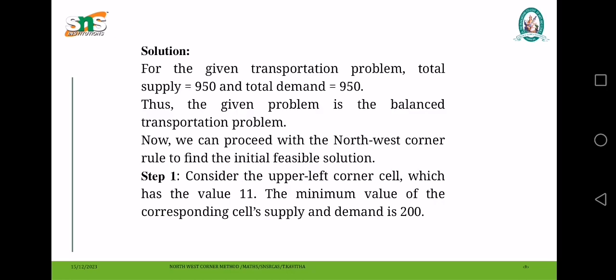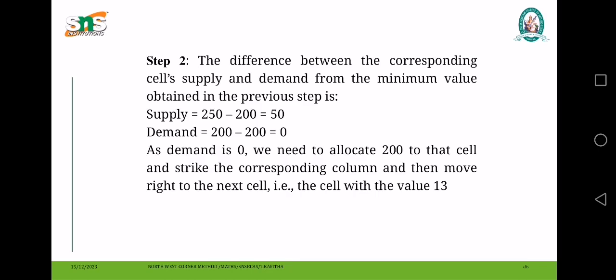Step 1. Consider the upper left corner cell, which has the value 11. The minimum of the corresponding cell's supply and demand is 200. The difference between the corresponding cell's supply and demand and the minimum value obtained in the previous step is: supply is equal to 250 minus 200, which is 50. Demand is equal to 200 minus 200, which is 0. As demand is 0, we allocate 200 to the cell, strike the corresponding column, and then move right to the next cell, that is, the cell with the value 13.